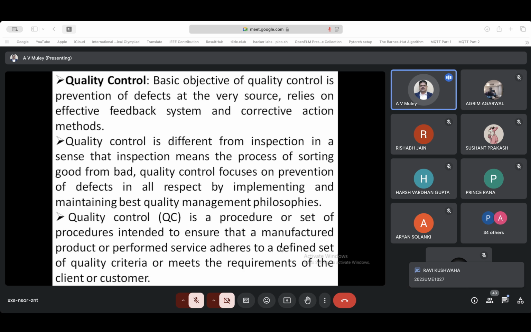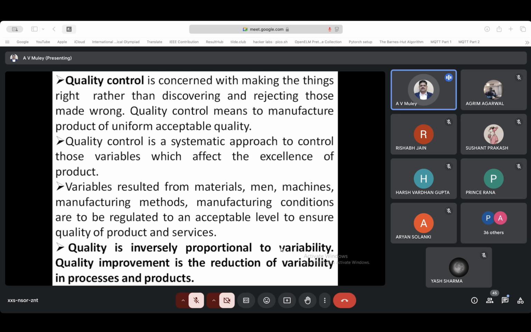What is the basic objective? The basic objective of quality control is the prevention of defects at every source, relying on the feedback system and corrective action. So this is the importance of quality basically. So quality control is a procedure or set of procedures intended to ensure that the manufactured product and or performed services adhere to a defined set of quality criteria. That is the standard basically. And quality defines the standard, or sets the standard, and meets the requirement of the client or the customer. So we were at this location over here. So naturally, wherever there is quality, we have to control that quality, because it is not possible to simply get quality without controlling it.